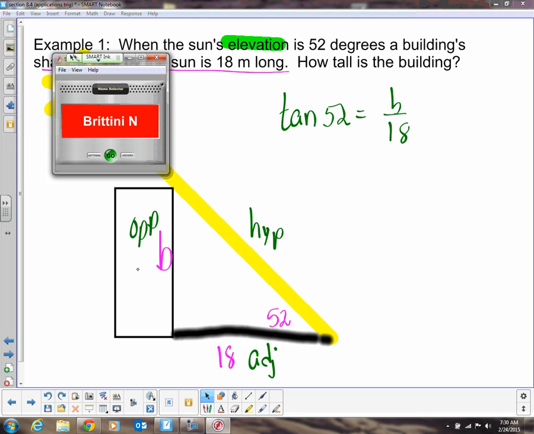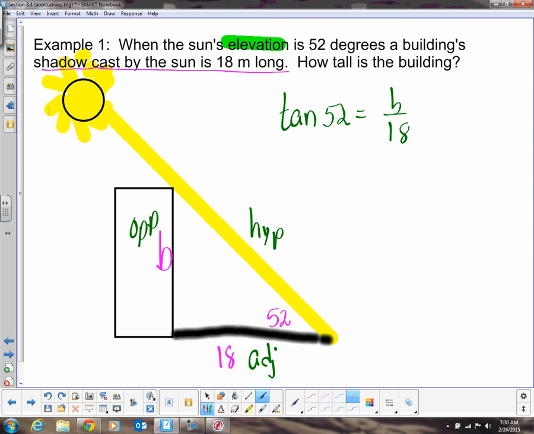Brittany, how do you solve? We multiply both sides by 18. So B is equal to, what did you get? 23.04. So the building is 23.0 feet tall.